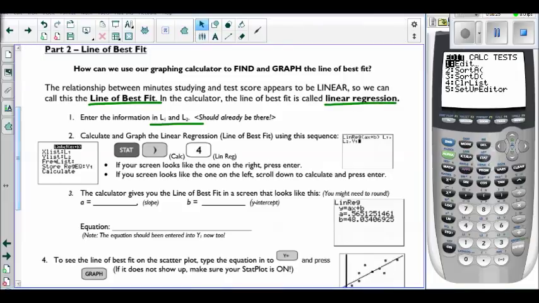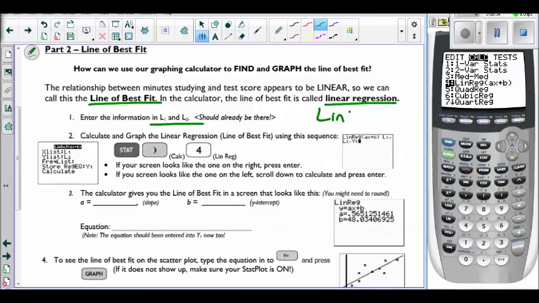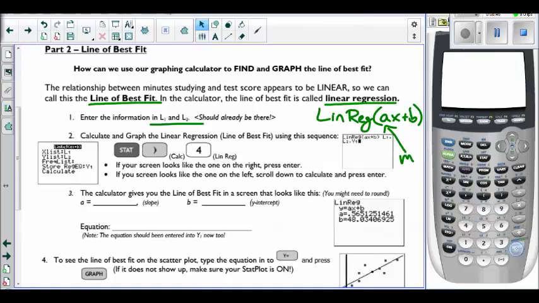So we're going to hit the stat button again. Then you go over to calc, and you see that fourth option that says lin reg. That stands for linear regression. And it's showing you the equation that it's going to give us. It shows it a little bit different than our y equals mx plus b. This is really our m. The b didn't change. So we're going to hit enter there. The default list should be list 1 and list 2. But if you enter stuff into other lists, you still need to know how to type this in.